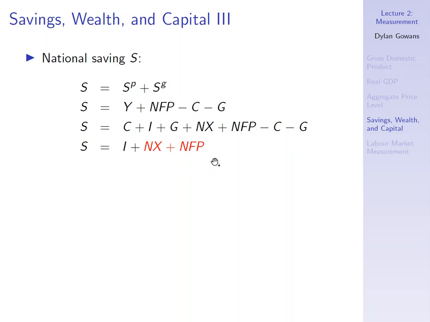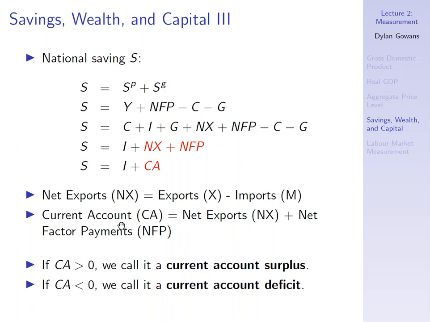And we're left with the following, which is that savings is equal to investment plus net exports plus net factor payments, or net transfer payments from abroad. And in fact, those two we define as CA, which is the current account, surplus or deficit. So when it's greater than 0, we call this a current account surplus. When it's less than 0, we call it the current account deficit. And so we're left with savings, national savings, or savings in the aggregate, is equal to investment plus current account, the current account balance, whether it's positive or negative.